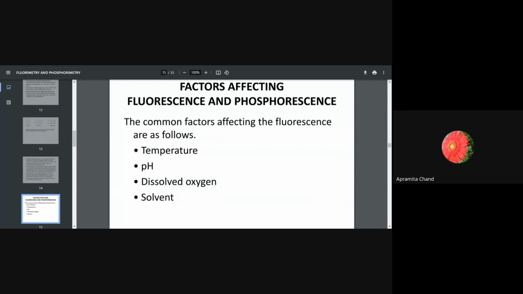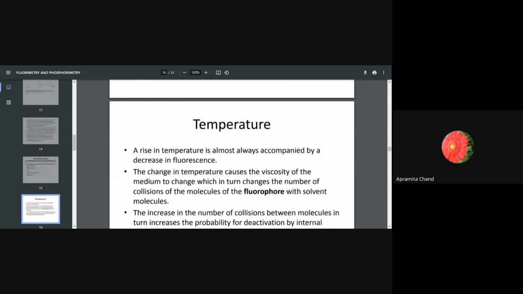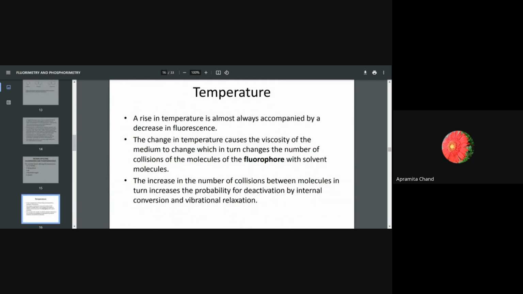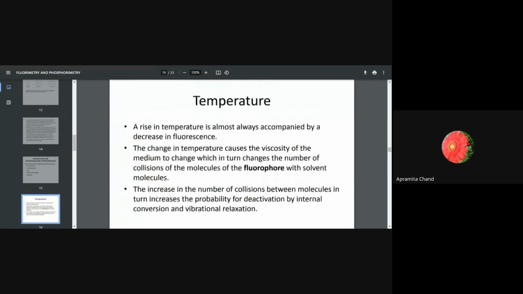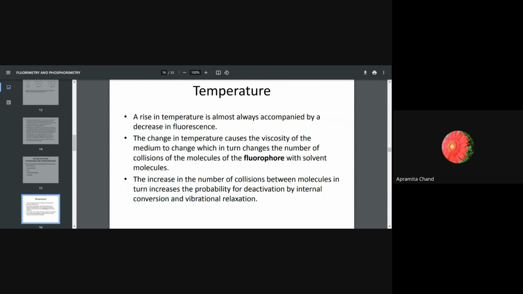So what are the common factors that affect both fluorescence and phosphorescence? They are temperature, pH, dissolved oxygen, and solvent. So temperature, how does it affect? If you increase the temperature, the fluorescence decreases a bit, because temperature changes the viscosity of the medium, and it also changes the number of collisions of the fluorophore molecules with solvent molecules. If the number of collisions between molecules increases, then the deactivation by internal conversion and vibrational relaxation is more. So our major interest lies in the fact that from the singlet excited state it has to go to the ground state, and thereby there will be a radiative decay.